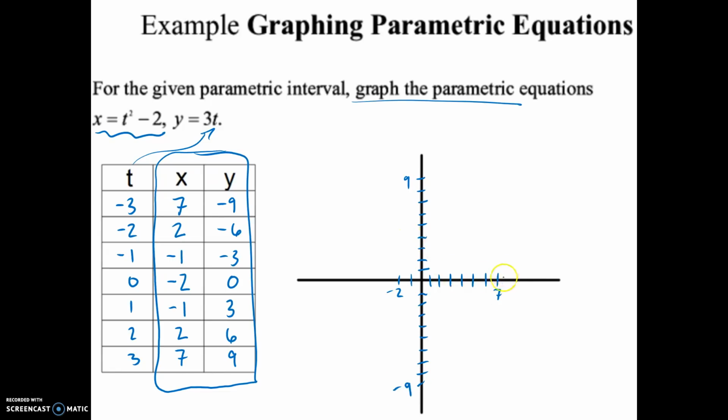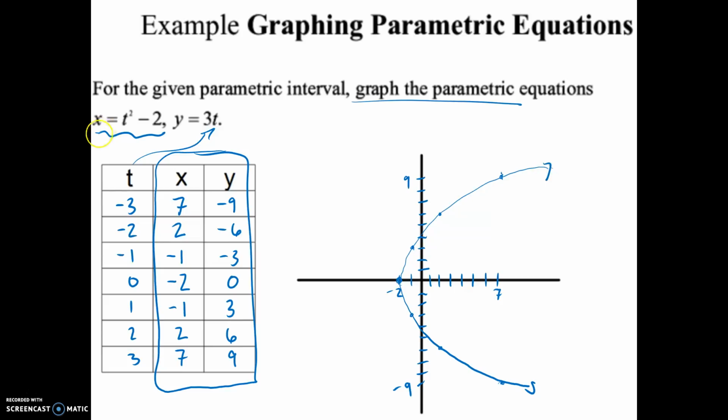Okay, so I have the point 7, negative 9, which is down here. 2, negative 6. Negative 1, negative 3. Negative 2, 0. Negative 1, positive 3. Positive 2, positive 6. And 7, positive 9. I actually draw these points, or draw the curve through these points. You can see I ended up with a sideways facing parabola.